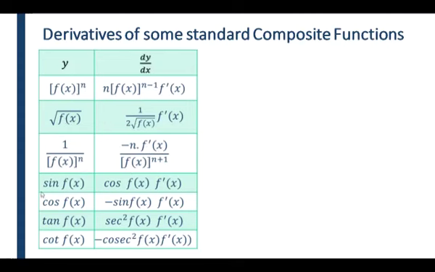In the same way, for sine of f(x) will be cos of f(x), again the derivative of f(x). Cos of f(x) will be minus sine f(x), again the derivative of f(x). Tan of f(x) will be sec square f(x), again the derivative of f(x). Cot of f(x) will be minus cosec square f(x), again the derivative of f(x).